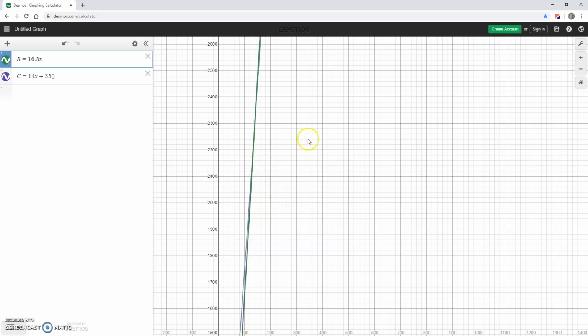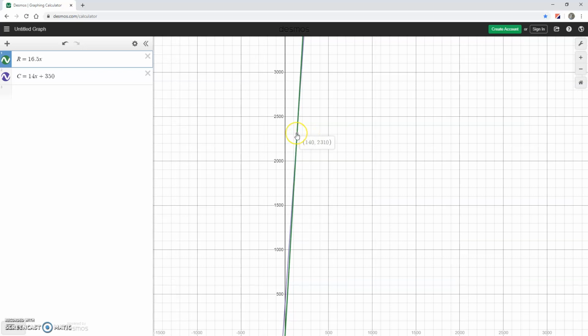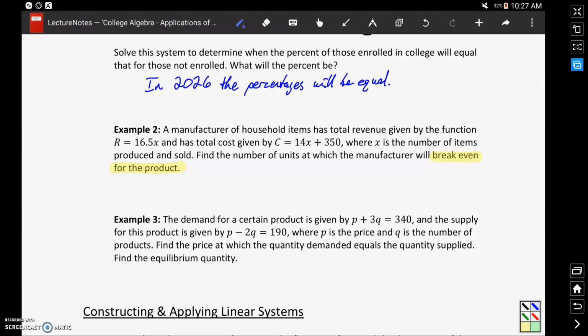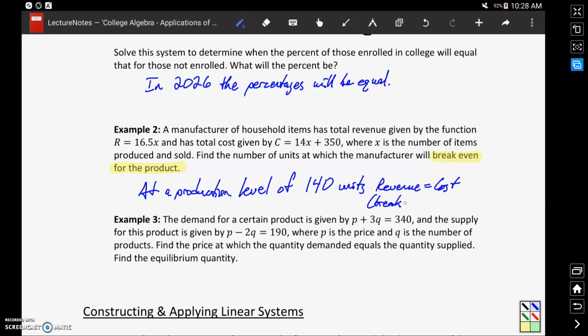What's nice about Desmos is we don't have to be too precise, because if we click on either of those lines, it's going to highlight that point of intersection for us, which it looks like is occurring at 140, comma 2310. What we're interested in is the production level, which is that value for X. So what we could say is at a production level of 140 units, our revenue will equal our cost, which is the same thing as that idea of a break-even point.